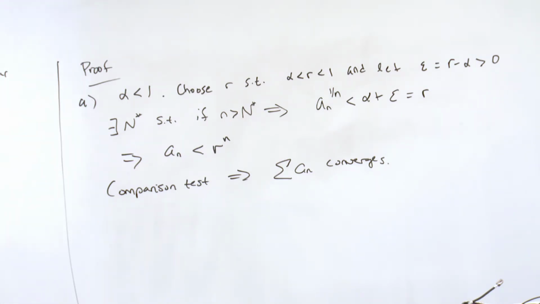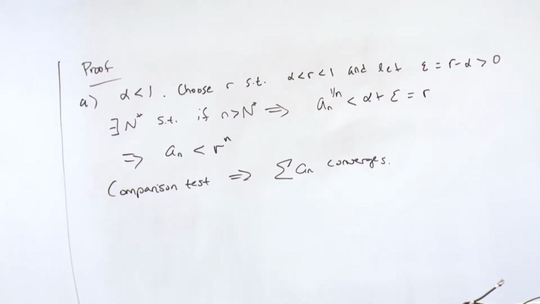Okay, part B is a little bit different than with the ratio test, right? With the ratio test, we needed to look at either the limit superior or the limit inferior. With the root test, it's actually always the limit superior, even if we're testing for divergence. So this part of the proof is going to be a little bit different than the other one. Okay, so part B.